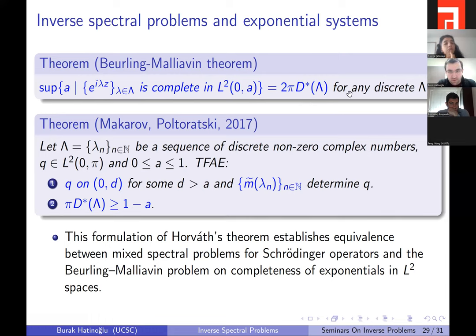And using this Beurling-Malliavin theorem and Horvath's result, Makarov and Poltoratski gave the following result. Here what they did was consider some sequence of discrete non-zero complex numbers, some L square potential, and they showed the following characterization result. The potential on some interval D, such that D is greater than A, and the value of the M function at lambda N determine the potential Q, if and only if we have this inequality: the exterior Beurling-Malliavin density is greater than or equal to 1 minus A divided by pi.